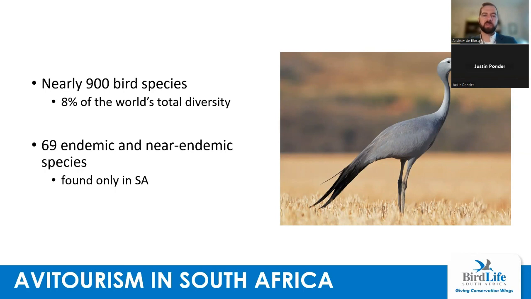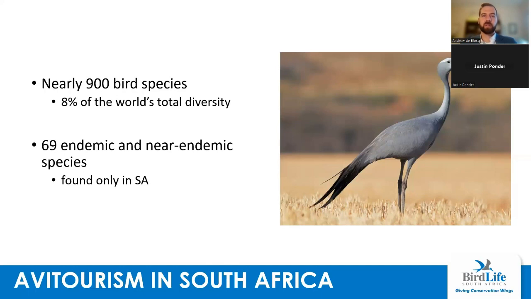And a near endemic bird is one that has at least 70% of its breeding population in South Africa. Obviously, we have the very unique situation of Lesotho being enclaved within South Africa. We share a lot of birds with Lesotho for obvious reasons. So a lot of those birds that are restricted to the Drakensberg, we call them Drakensberg endemics, but they're near endemics to South Africa, since we do share them with Lesotho. And we also share some of our birds with other neighboring countries. But to have 69 species that are found nowhere else in the world makes us a very attractive birding destination.